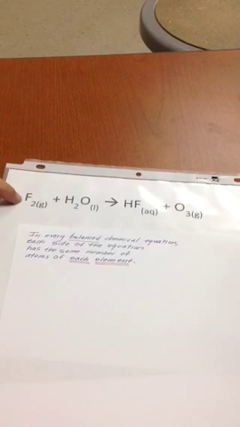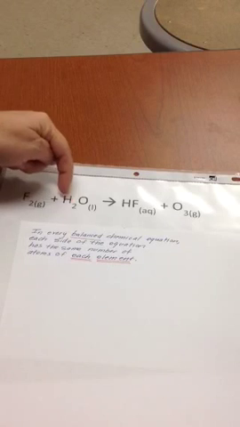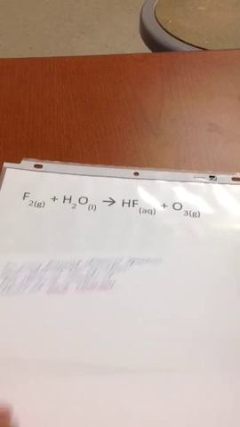I have two F's and only one F. I have two H's and only one H. And I have one O and three O's. So right now, at this moment, this equation is not in compliance with the law of conservation of matter. So I'm going to balance the equation.